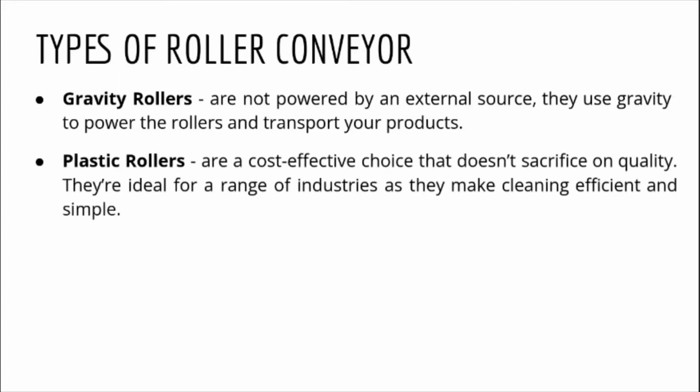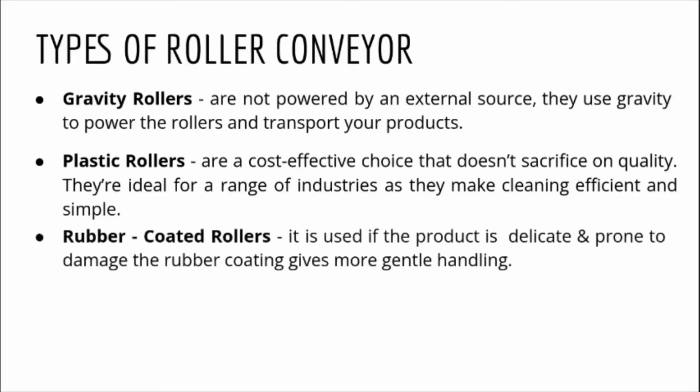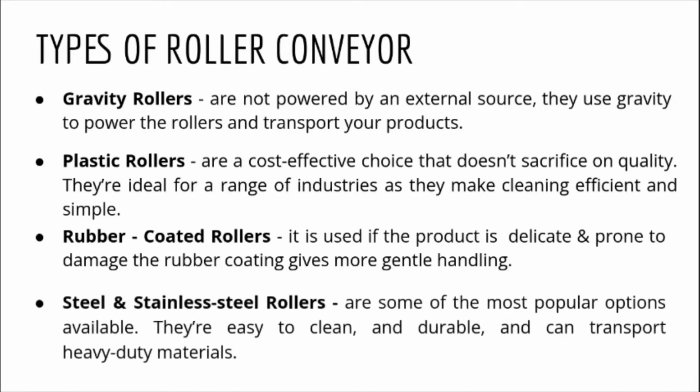Plastic rollers. Plastic rollers are a cost effective choice that doesn't sacrifice on quality. They are ideal for a range of industries as they make cleaning efficient and simple. Rubber coated rollers are used if the product is delicate and prone to damage. The rubber coating gives more gentle handling. Steel and stainless steel rollers are some of the most popular options available. They are easy to clean and durable and can transport heavy duty materials.